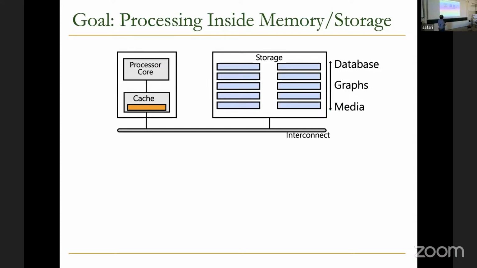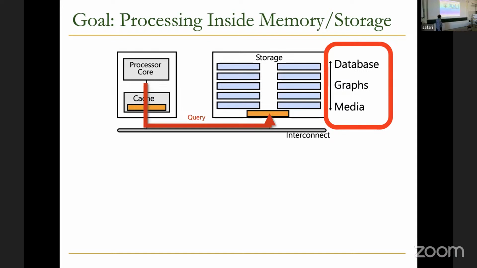This is just an example of how the system can look like with processing inside memory or storage. You have a processor, caches, and also storage or memory where you can store your data, like databases, graphs, media, or anything like that, together with the computation and the application code. What we are envisioning as an example here is that the processor only sends some queries to the memory or to the storage, and the storage or memory does the computation and sends back the results to the processor. That can save a lot of data movement energy and also provide much better performance.